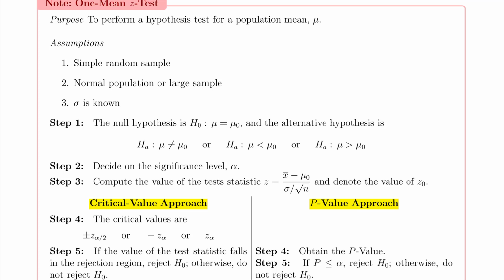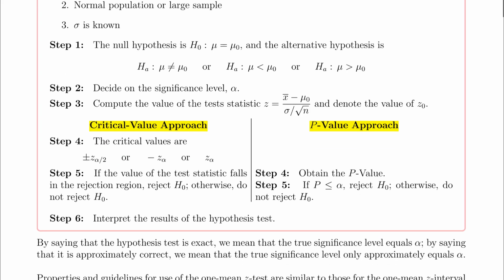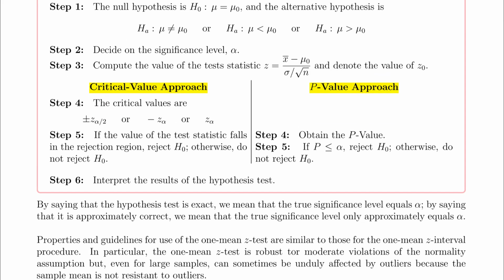Step two would be to decide on the significance level, which is labeled alpha. And then step three, you compute the z-score that corresponds to whatever your sample mean happens to be compared to the assumed population mean. And then now we break this up into the two different approaches.